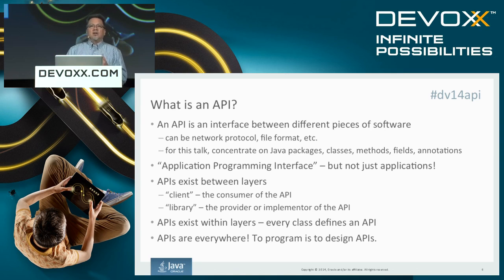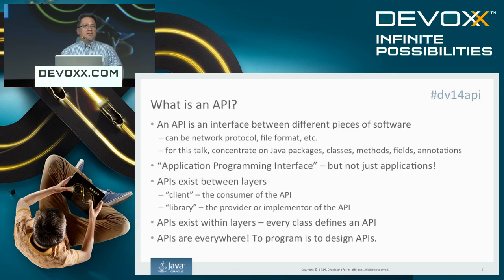So during this talk, we'll be talking about the two sides of an API: the client side, and this is not a network thing, this is just the client or the user or consumer of the API, and the library, who has defined the API and has provided an implementation of the API.